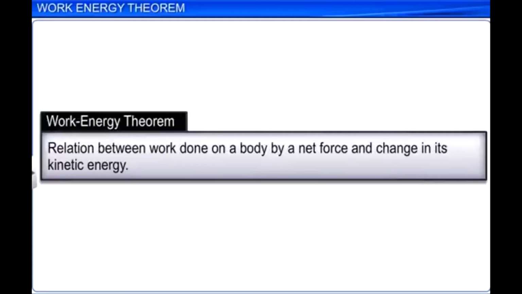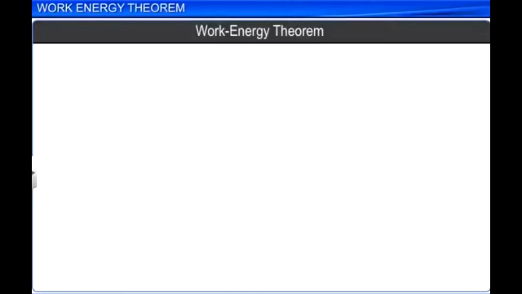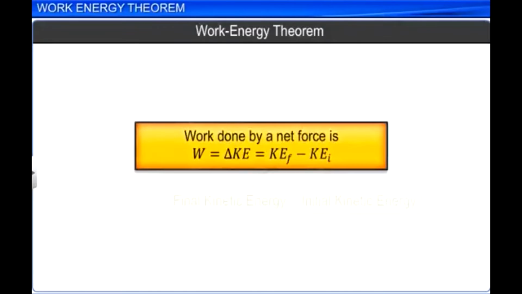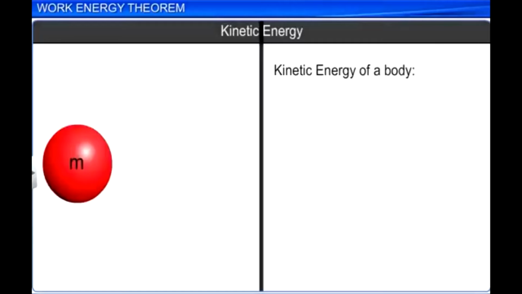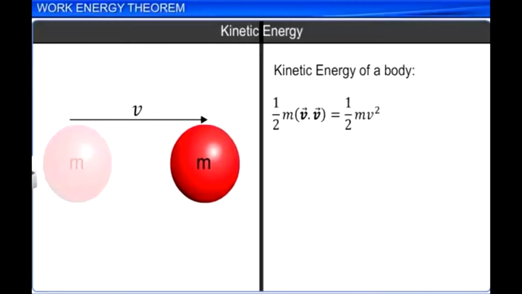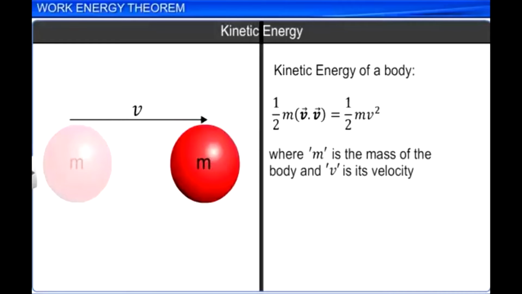Now you will learn about the relationship between work done on a body by a net force and the change in its kinetic energy by using the work-energy theorem. According to the work-energy theorem, the work done by a net force on an object is equal to the change in its kinetic energy. We know that the kinetic energy of a body of mass m moving with a velocity v is equal to half m v square.